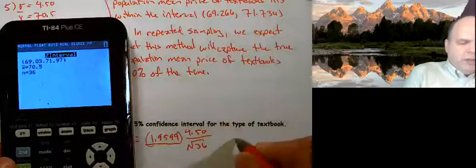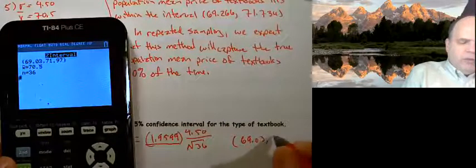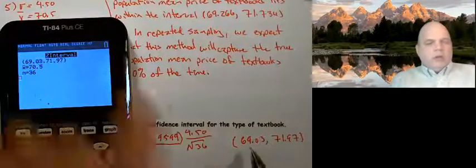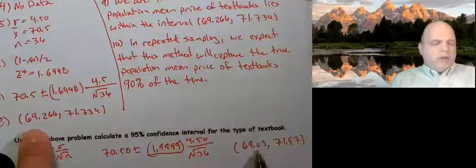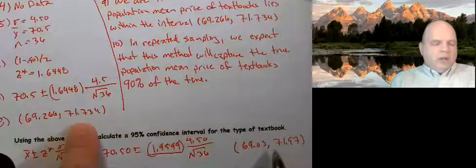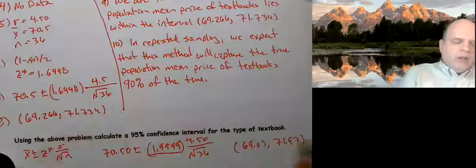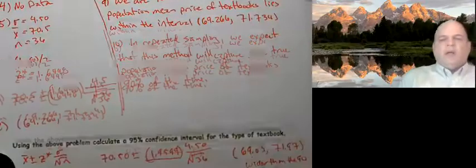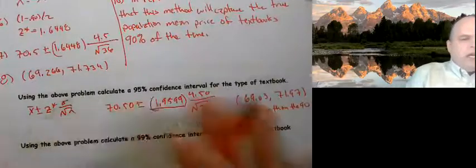So this means my interval is now 69.03 to 71.97. If I notice, the 69.03 is a little bit lower than this, and this value is this 71.9 is a little bit higher than this. So this is wider than the 90. All right, this is wider than the 90%. So we're going to go back and do the same thing again.